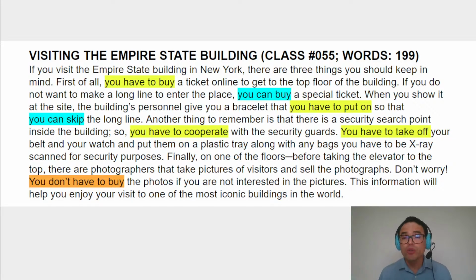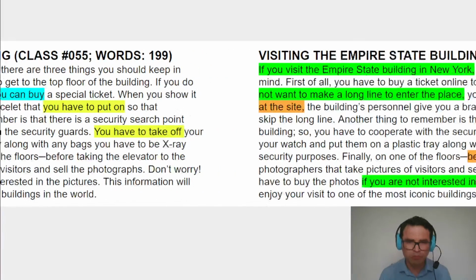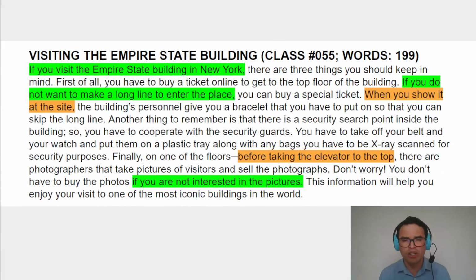So you can use modals and modal-like expressions like the ones you see here on this slide to say that something is important, necessary, mandatory, or that something is not necessary to do. Now, what else do you see in this paragraph? You see clauses that introduce conditions and time. Condition in green, time in orange.